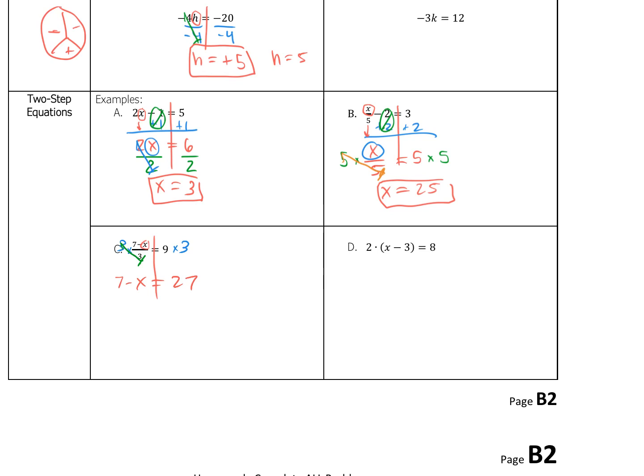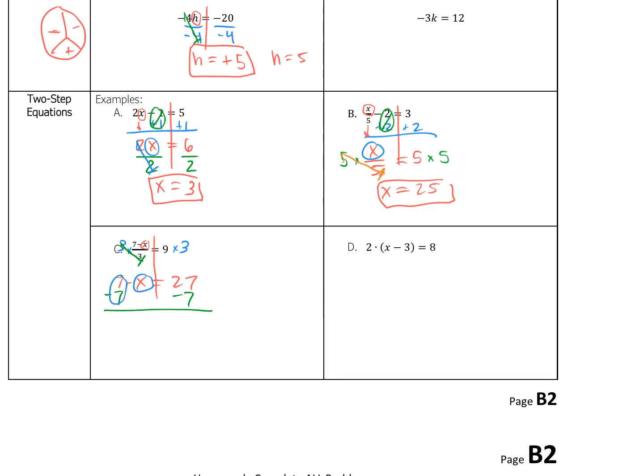And then same process, circle the variable. I'm going to cover up the variable with my finger. And then what's not affected? Well, I see a 7 that's there. A 7 that's not affected. So the inverse of a positive 7 will be to subtract 7. The inverse of a positive is a negative, so it'll be subtracting 7 on both sides.